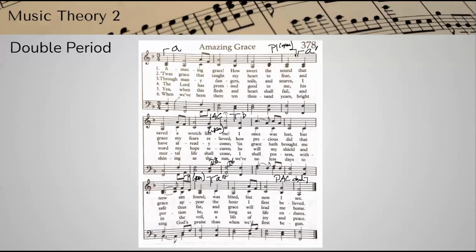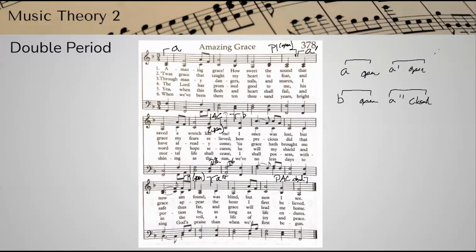So we've had 4 phrases, right? We've had A that ends with an open cadence. We've had A prime that ends with an open cadence. We've had B that's ended with an open cadence. And we've had, finally, A double prime that ends with a closed cadence.